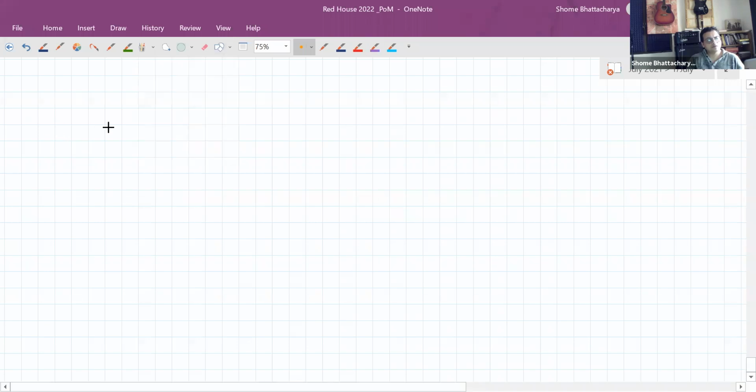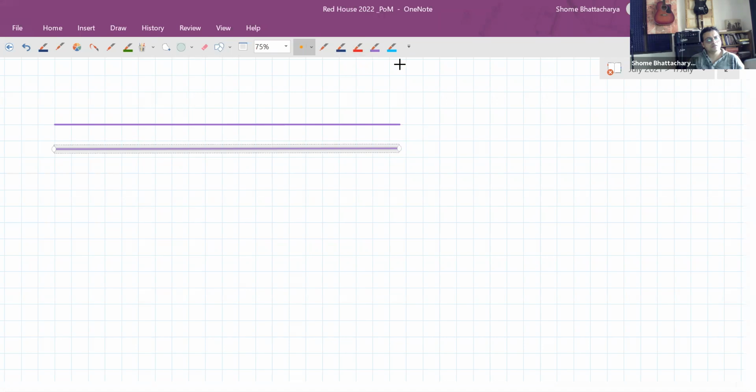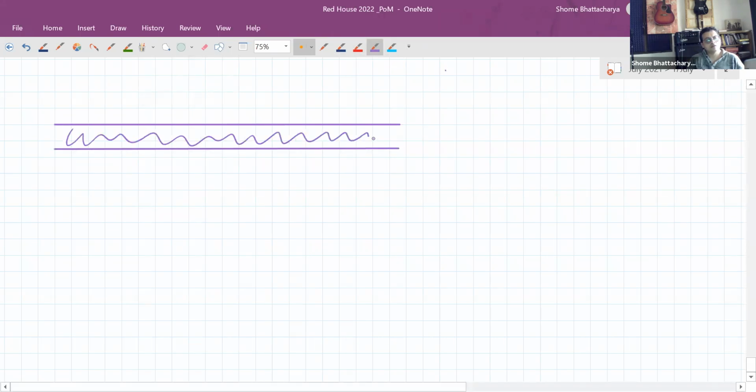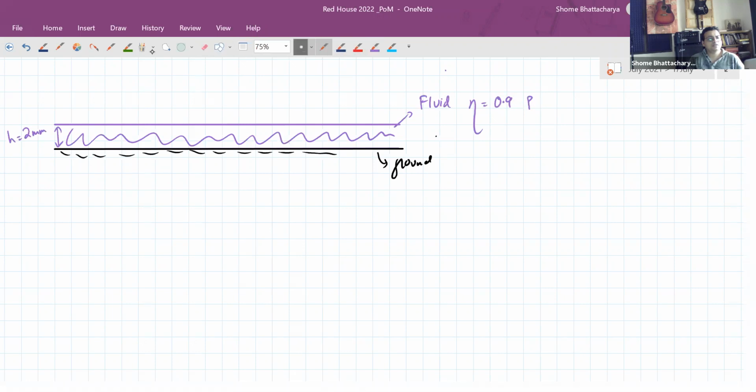So now imagine you have a very thin layer of highly viscous liquid, like glycerol or something like that. Or you have maybe some oil, castor oil or something like that, forming a very thin layer on the ground below. So this is the ground. And this thickness is, let's say, 2 millimeters. And this is a fluid which has coefficient of viscosity pretty high. So let's say it's about 0.9 P. Now we have something like, let's say we have a small piece of cardboard or something which is floating on top.